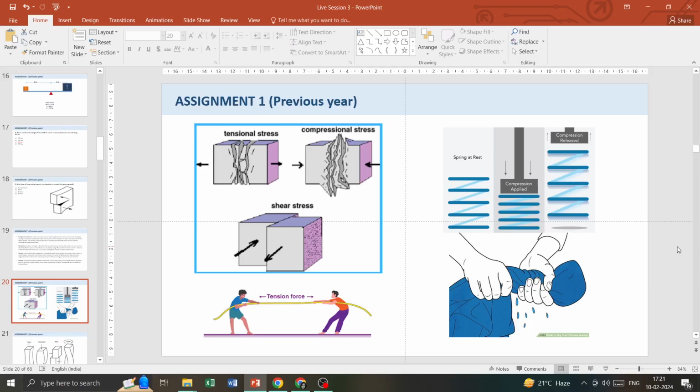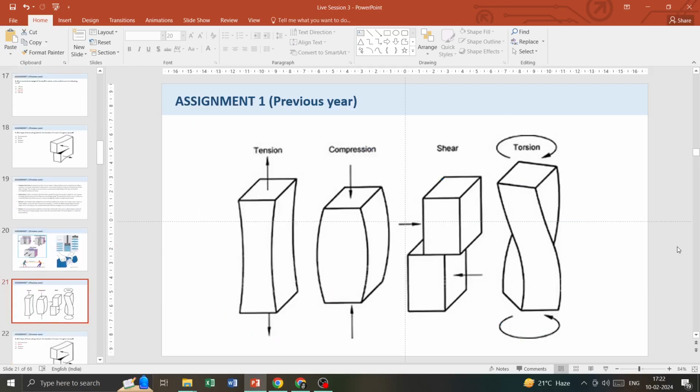Putting compression on a spring causes it to compact. Twisting the cloth causes torsion. And then tension, tug of war. And to explain it in another way, 4 objects here show the 4 kinds of forces being put on them, and how the forces are changing the shape of the body.